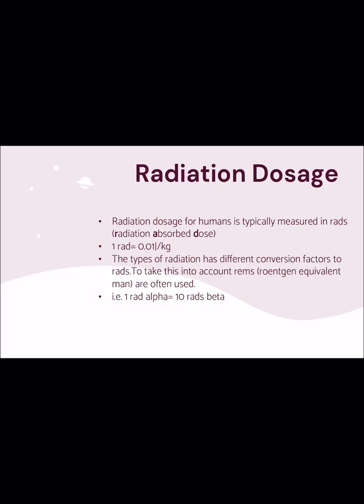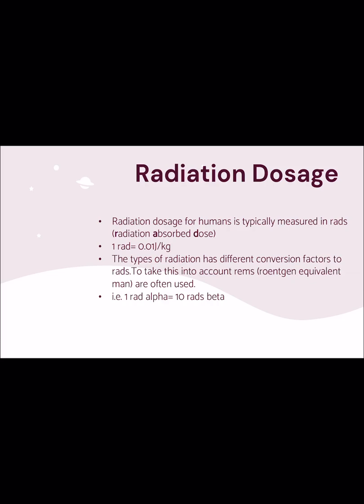So when does radiation become dangerous? I already said that not all radiation is necessarily dangerous. So let's look at radiation dosage. So for humans, there's a few units that we use. One is grays, Gy. Another is rads, so radiation absorbed dose. So the definition of a rad is 0.01 joules per kilogram.